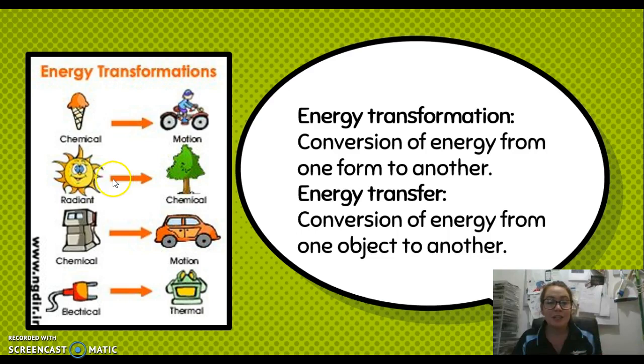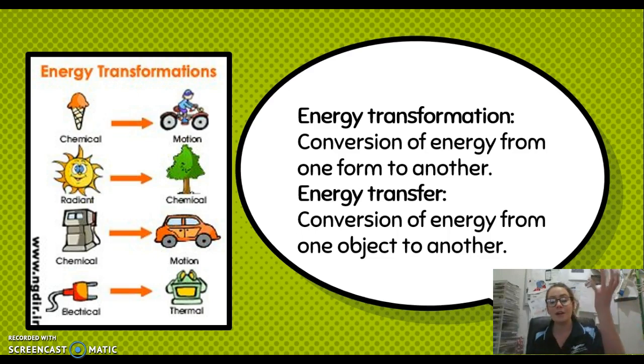Okay, we can also look at the sun. So the sun produces light energy, radiant energy, which is converted into chemical energy via photosynthesis, which you might have looked at last year. And then we can look at these other examples too. So chemical into motion by a car, petrol is being used in cars, and electrical energy being converted to thermal energy.